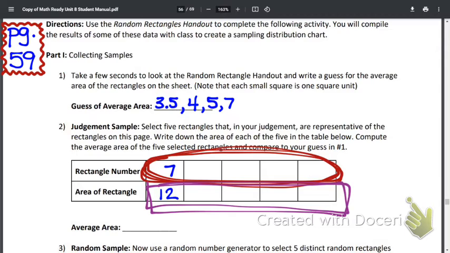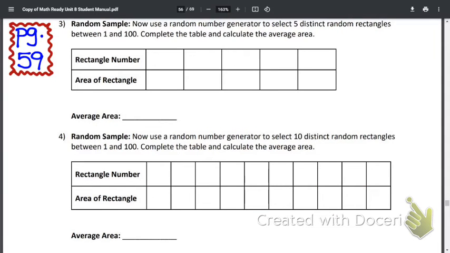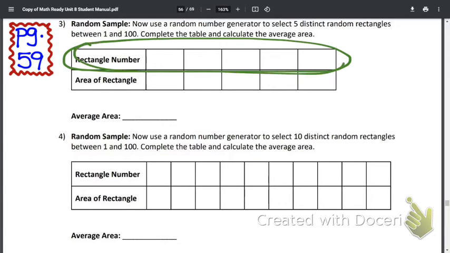So that process that we just did where you picked out 5 rectangles, you found the area of each, and then you found the average, we're going to do that process again. However, instead of you picking out the rectangles that you feel were most representative, we're going to do a simple random sample. I'm going to use a random number generator, and I'm going to give you 5 numbers. You're going to write that down here on number 3. The 5 random numbers that I give you, you're going to put right here. And then after I tell you those 5 numbers, you'll go find the rectangles on page 58.